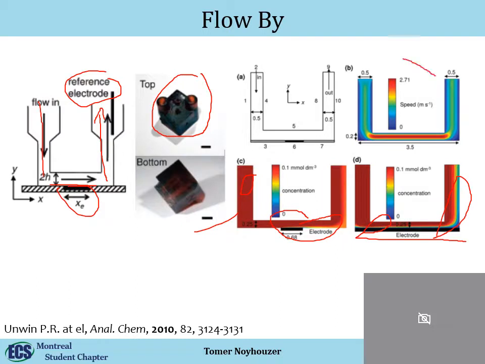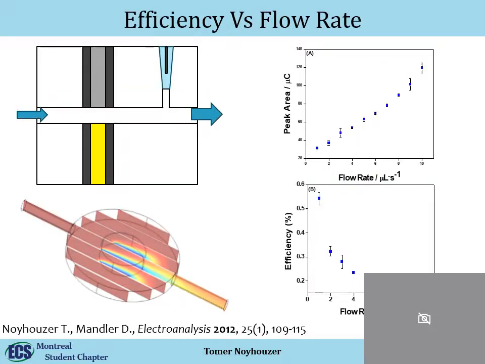Now, another thing he did is he actually measured the effect of the speed of the measurement. And this is a big issue. This is one of my works. And again, this is a system, it's a flow by. I used two regular electrodes. This was the working, this was the counter, this was the reference, and this was not a good prototype because, again, as I told you, bubbles went in and destroyed my measurement.